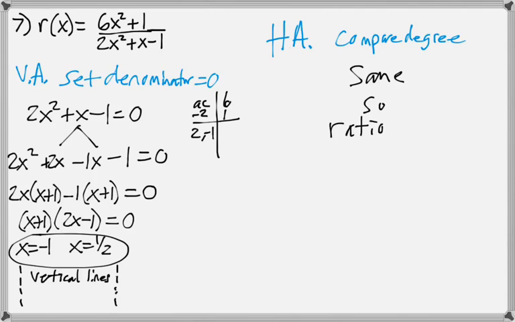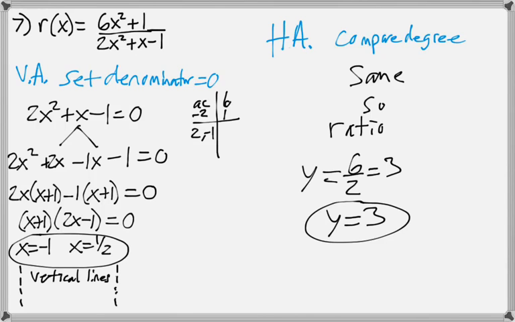So because it's a ratio, we go y is equal to, and the leading coefficients are the 6 and the 2. So this is equal to 6 over 2, or 3. So y is equal to 3 would be our horizontal asymptote. And again, this is a horizontal line. I'm just labeling this to remind myself it's not a point, it's a line. But again, you don't need to label that.